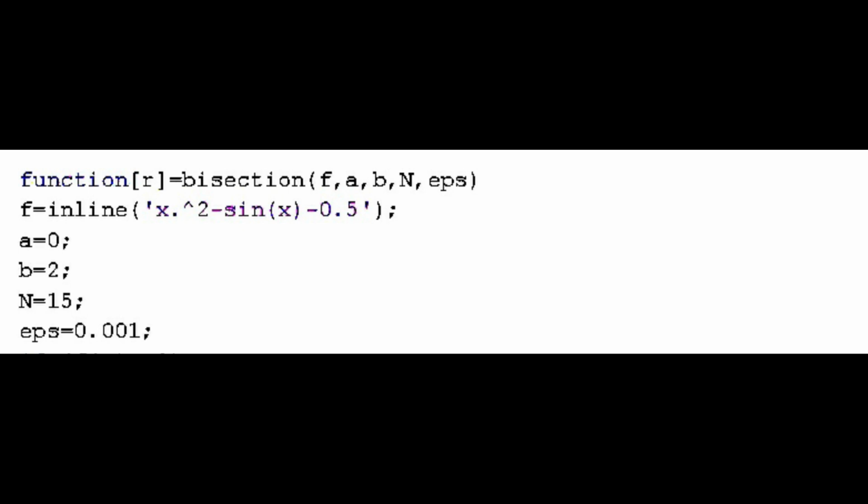Your domain: a is equal to 0, use the semicolon to suppress the output, and b equals 2 semicolon. Let's say the number of iterations is 15. You can also change the number of iterations, but if you have worked it out manually, you have a rough sketch that it will converge between 15 to 20 iterations, so I gave it 15 iterations. And for the tolerance, by default MATLAB uses its own tolerance.